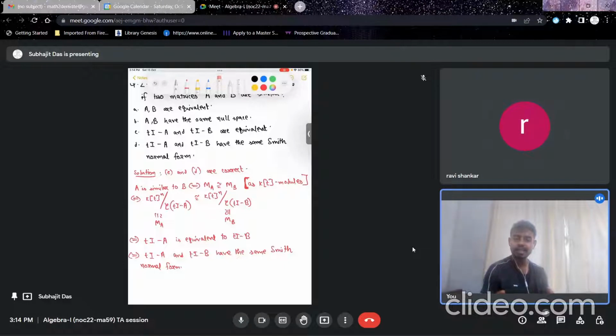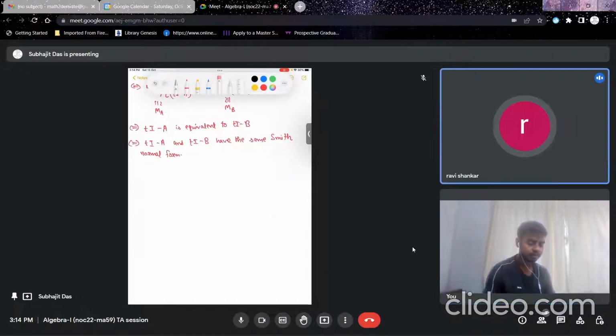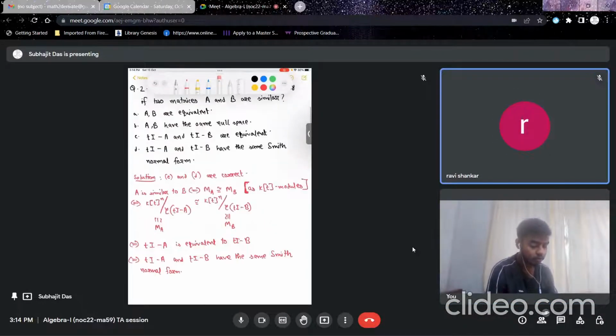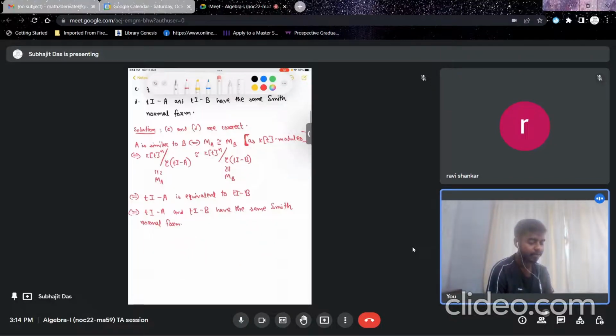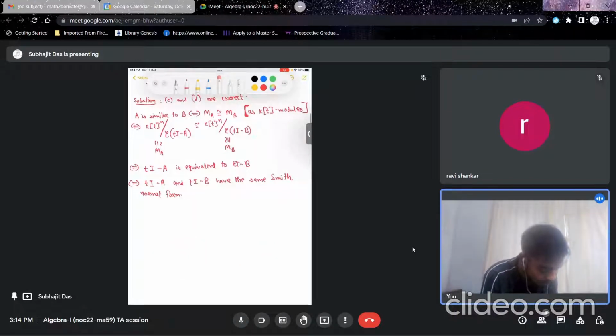Suppose A and B are similar, you can just take Q to be P inverse. Then B is equal to P inverse AP, which means that they are equivalent as well, right? So similarity certainly implies equivalence, but what we want to show is that the converse is not true, that equivalence doesn't imply similarity, and the reason is very easy.